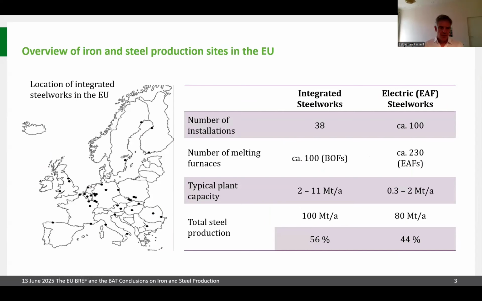So here only to show you, you see there are a lot of iron and steel plants in the EU. At the time when the BREF was written, there were in total 138. There are 38 integrated steelworks and around 100 electric steelworks. They usually have a different capacity. Integrated steelworks are much bigger, and in total, the steel production mostly, 56%, comes from integrated steelworks, and the lesser part from electric arc furnaces. Next slide, please.